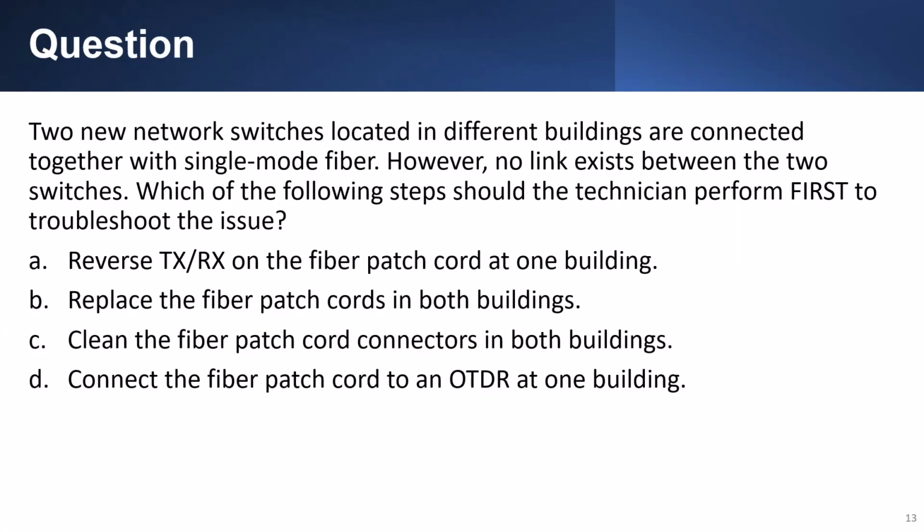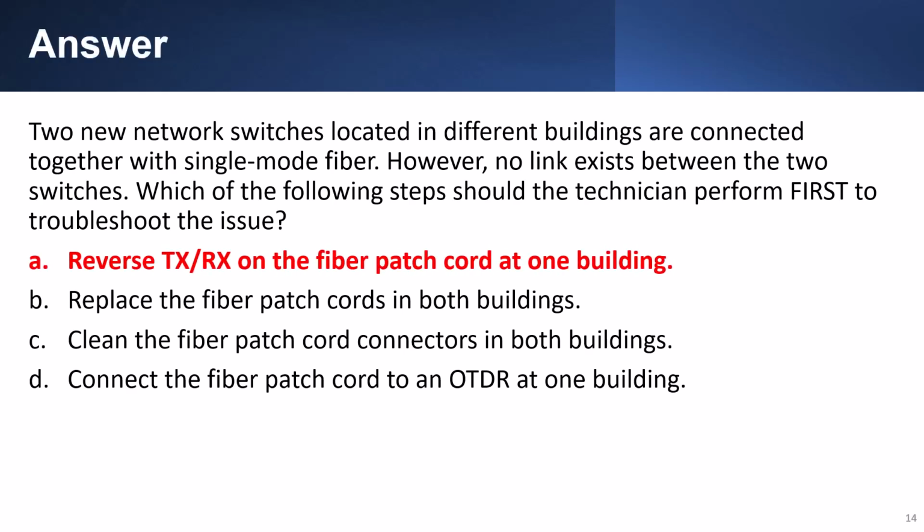Question: two new network switches located in different buildings are connected together with a single mode fiber. However, no link exists between the two switches. Which of the following steps should the technician perform first to troubleshoot the issue? Answer: reverse the TX/RX on the fiber patch cord at one building.